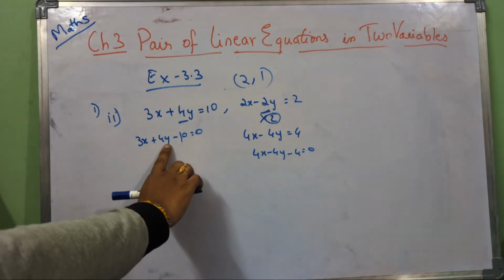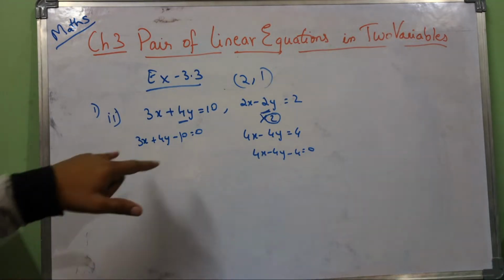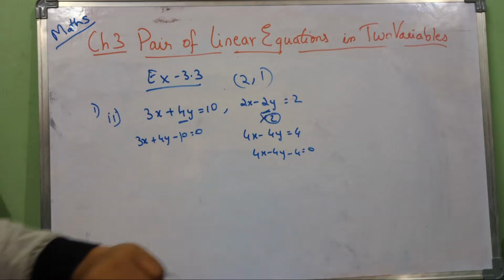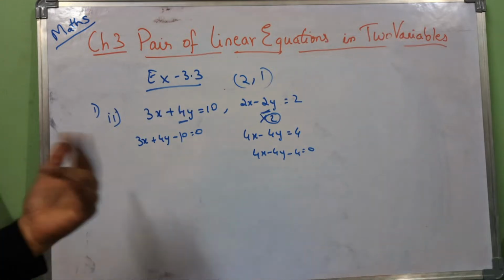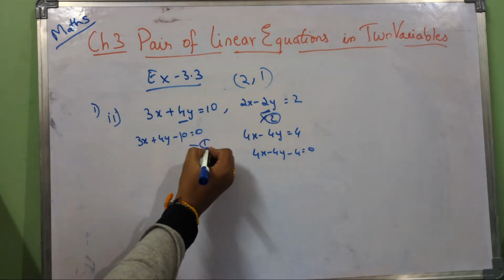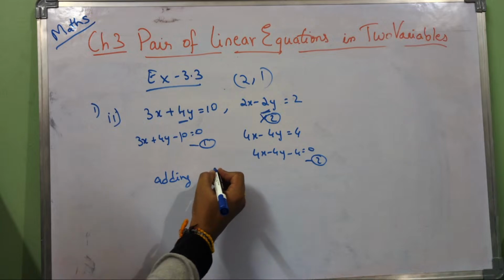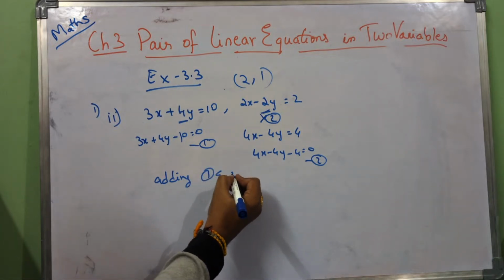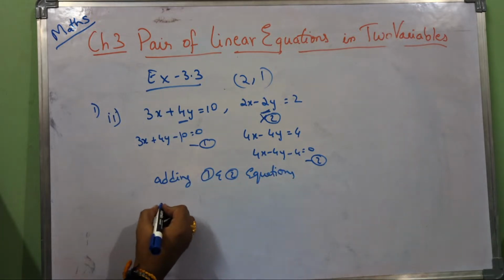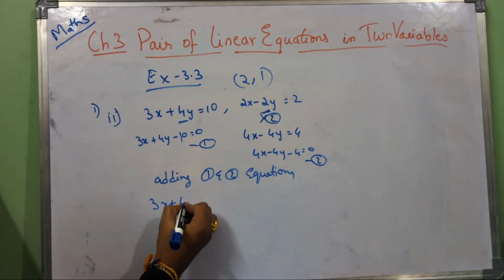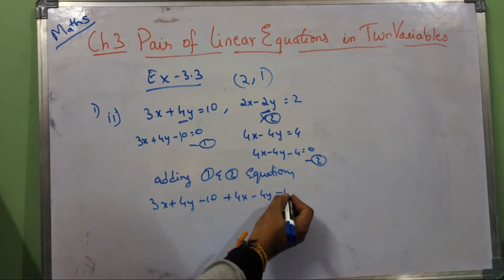So here you can see this is 4y and this is minus 4y. So we have to do addition or subtraction. If you subtract, then it will become plus 4y, because minus into minus will become plus. Whereas now 4y and minus 4y are present, so simply if you add these two, then y will get eliminated. So I am adding the 1 and 2 equations. So now this becomes 3x plus 4y minus 10 plus 4x minus 4y minus 4.